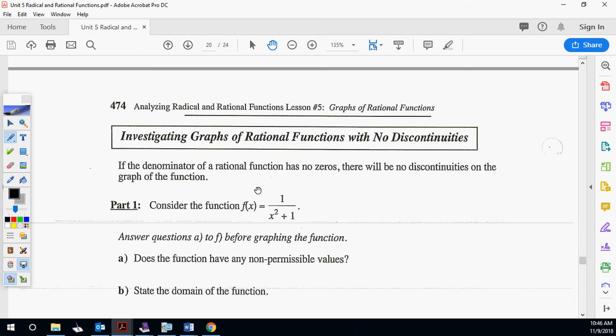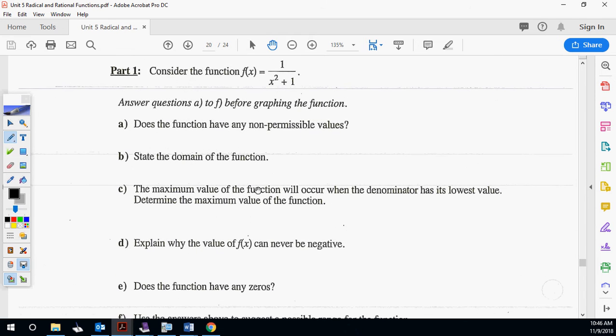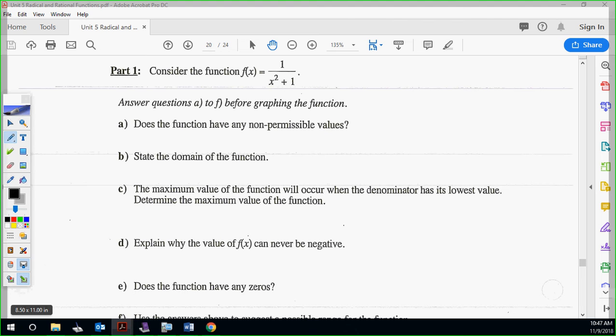All right, so then investigating the graphs of rational functions with no discontinuity. So look at this one. They're telling us it has no discontinuity. So let's just answer the question. Does the function have any non-permissible values? They kind of gave it away. If there's no discontinuities, there's no non-permissibles, right? Every non-permissible value is a point of discontinuity.